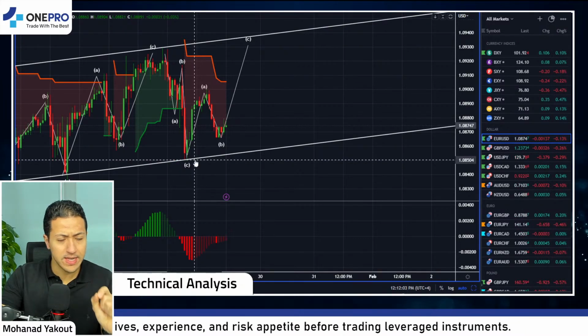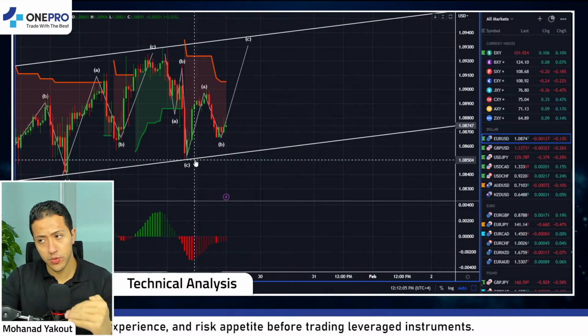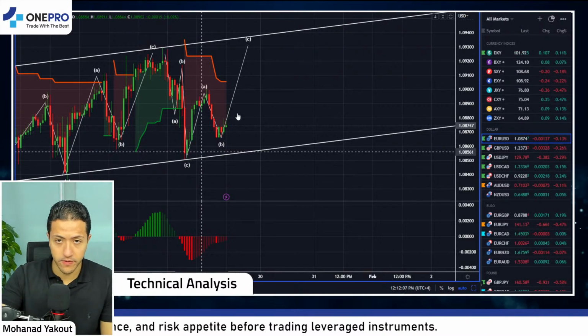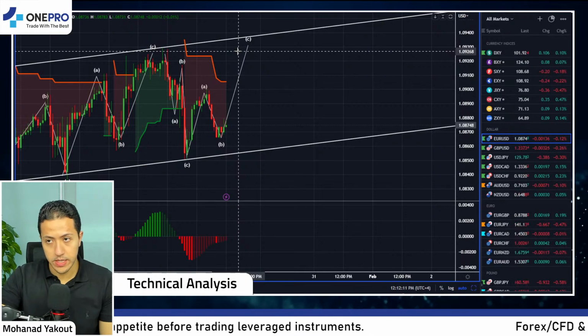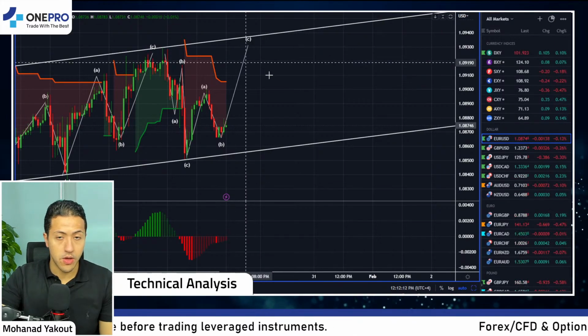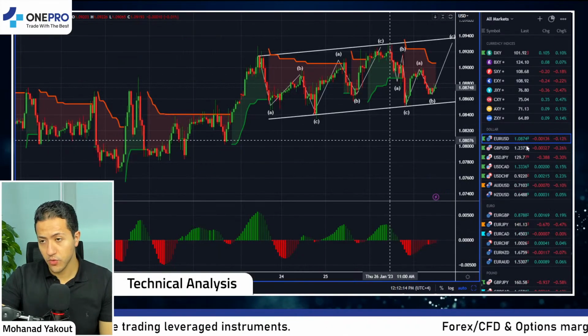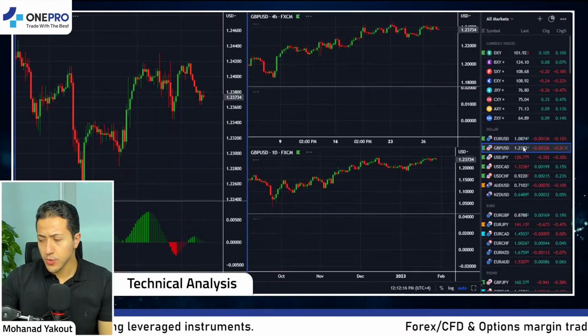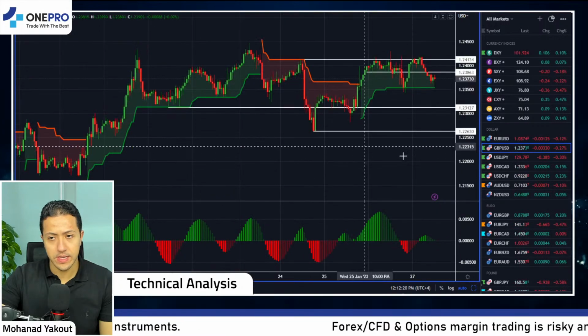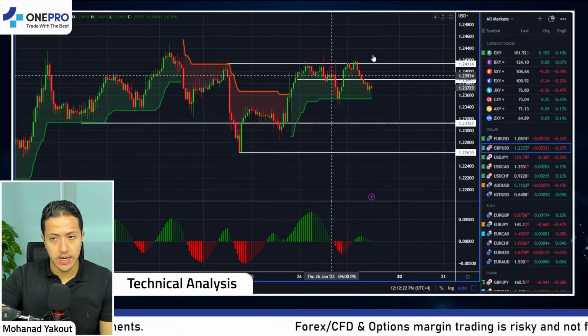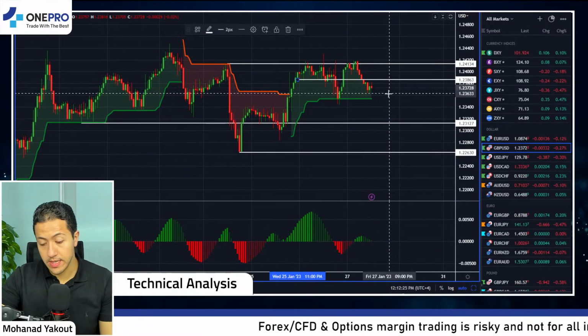1.0850. Roughly, this is the main or the key support. As long as we're holding our trading above, we will be targeting the key high or resistance around the 1.0930 roughly, and that's for the euro. So overall, the major pairs are expected to have a similar behavior during today.